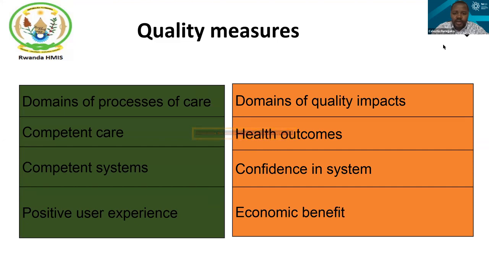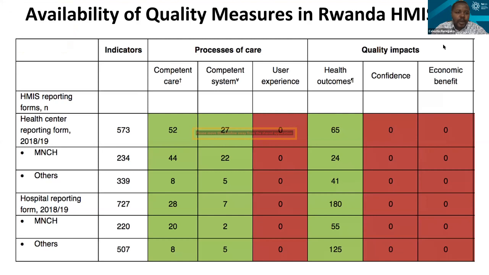As for the quality impact subdomains, we looked specifically at health outcomes. Those include mortality and morbidity that are sensitive to high quality care. We looked at people's confidence in the healthcare system, and lastly at measures of economic benefits. For example, whether systems capture indicators such as financial risk protection to ensure that users do not suffer from catastrophic expenditures. Next slide, please.